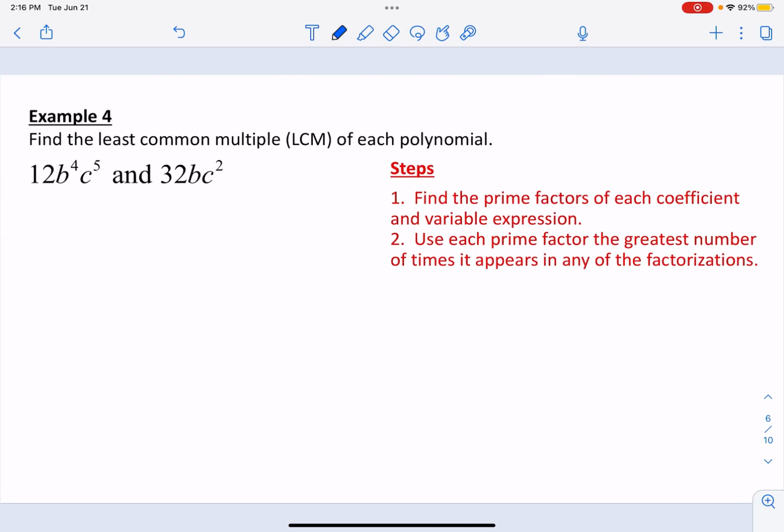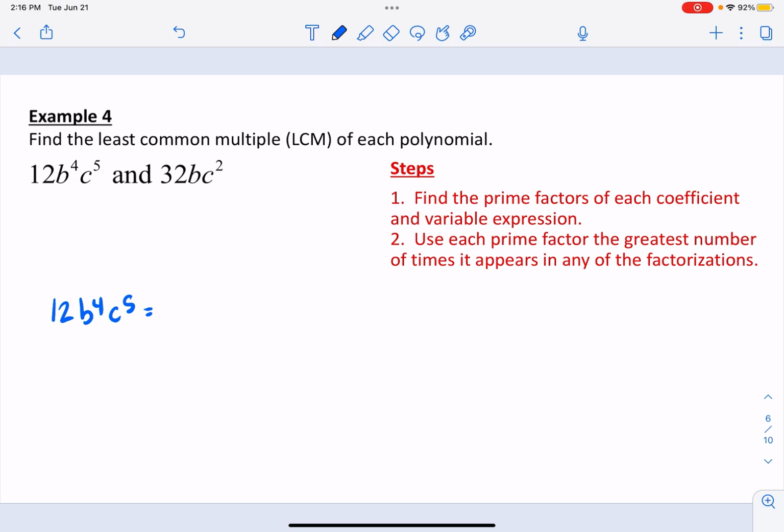Okay, finding least common multiples. Because you know I'm going to give you examples where you don't have common denominators. So we need to get the least common multiple. That's how we get our common denominators. Okay, so let's look at this. So find the prime factorizations of each coefficient. So 12, b to the 4th, c to the 5th.